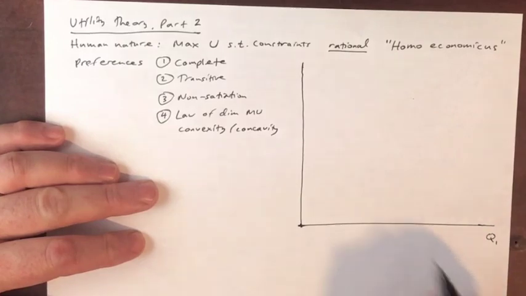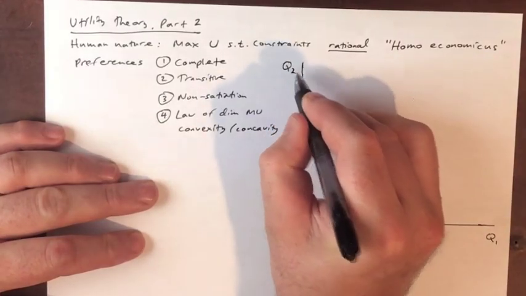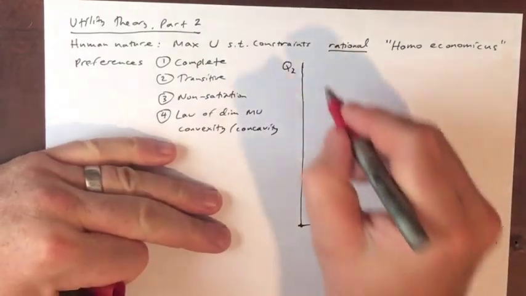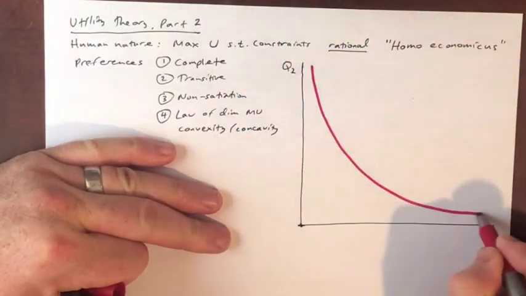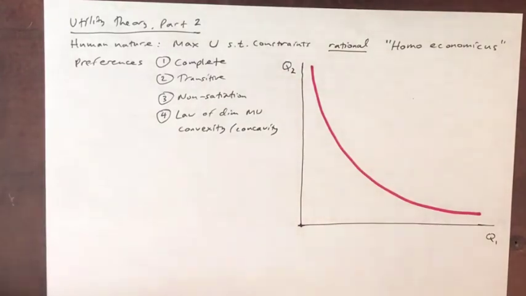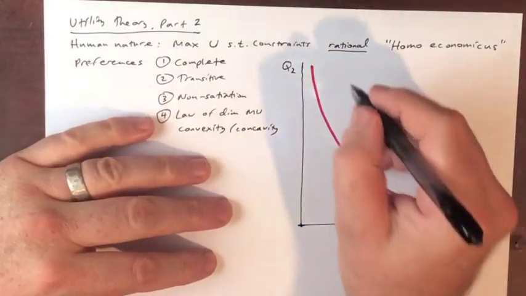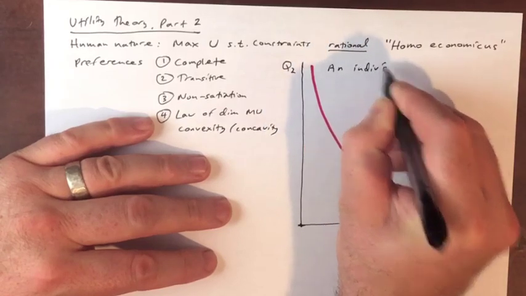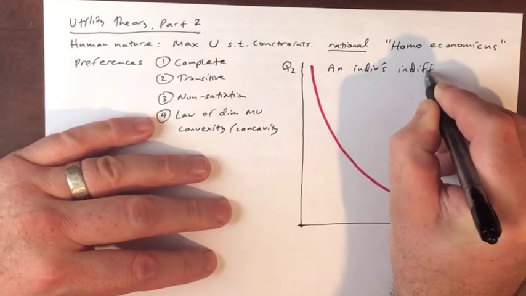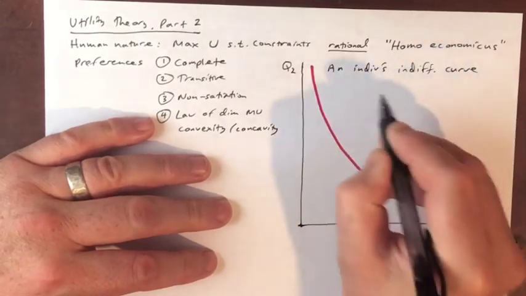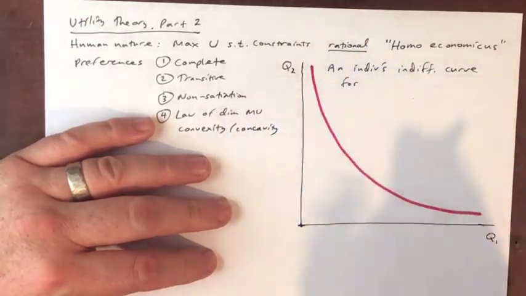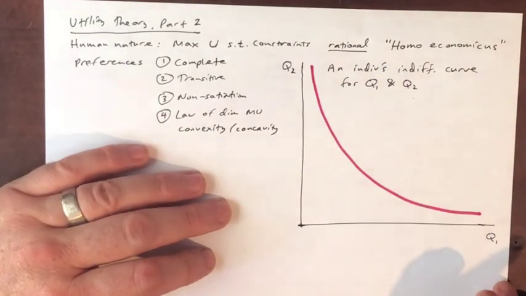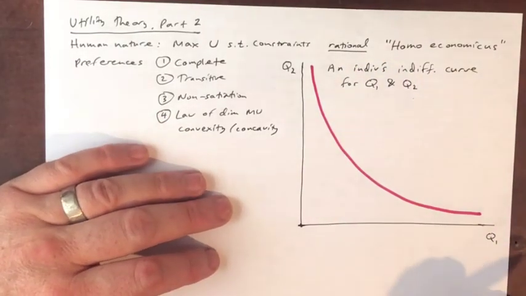Right. So where the quantity of good one, quantity of good two, where we get something that looks like this. Okay, so again, I'm going to title this. This is an individual's indifference curve for these two goods. All right, quantity of good one, and quantity of good two. Okay, an individual's indifference curve.